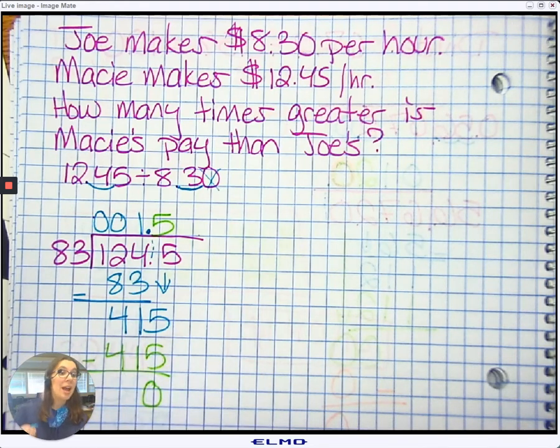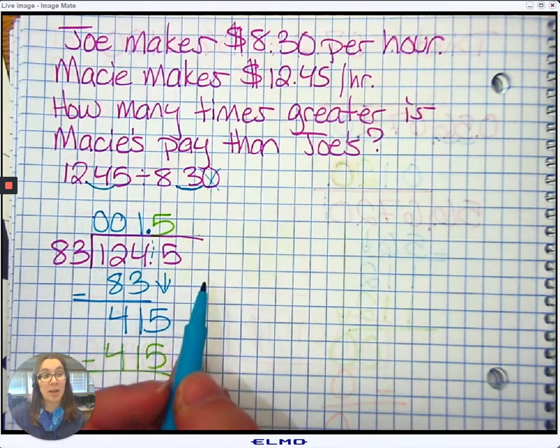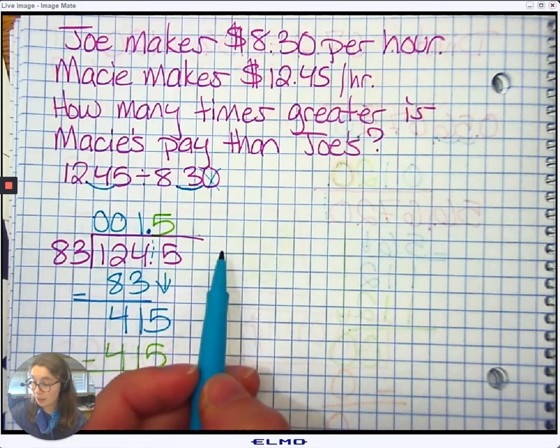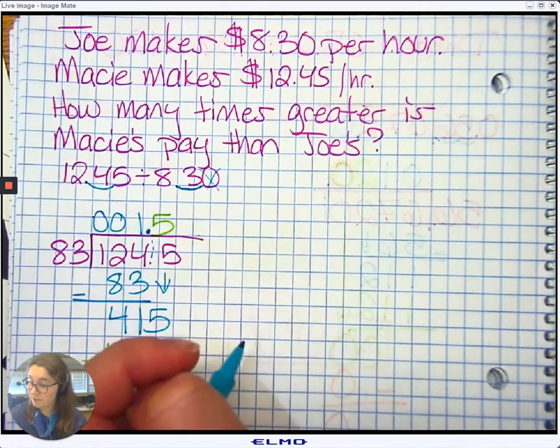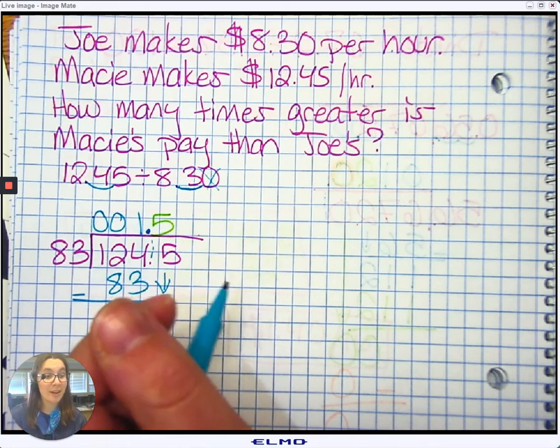So the question is, how many times greater is Macy's pay than Joe's pay? And the answer is 1.5 times. So she makes 150%. She makes 50% more than he does. She makes 1.5 times him.